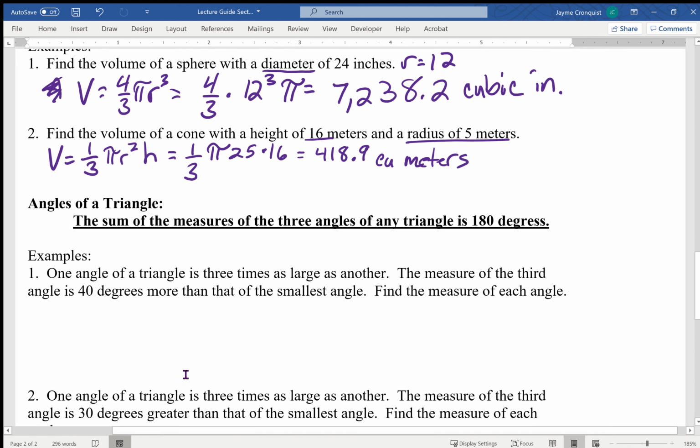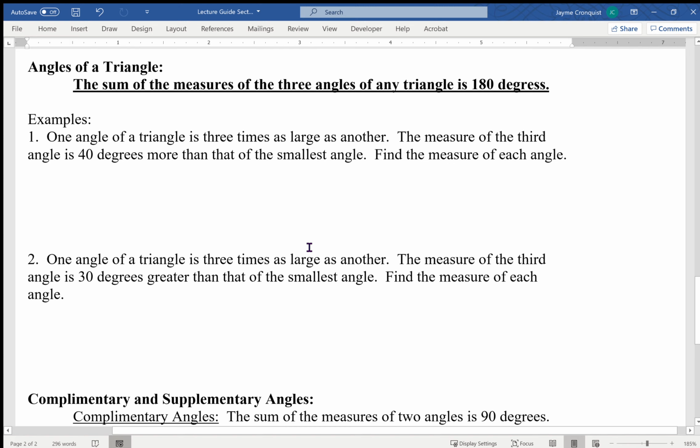All right, angles of a triangle. The sum of the measure of the three angles of any triangle is 180 degrees. Okay. Apparently we have two triangles. We're going to look at number one. One angle of a triangle is 3 times as large as another.